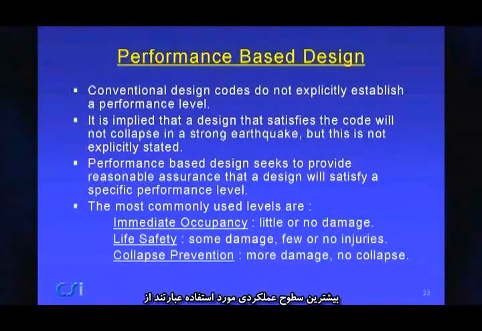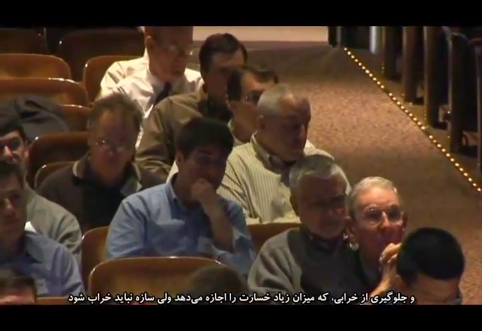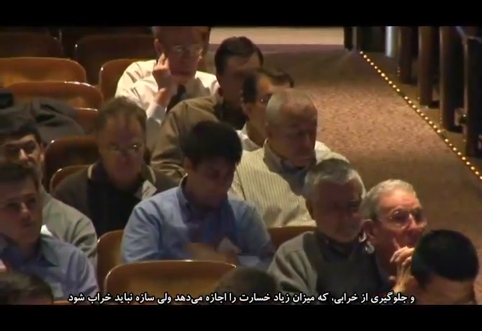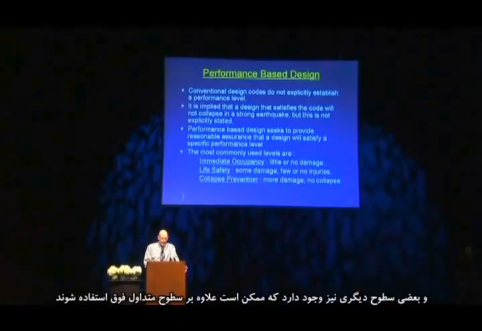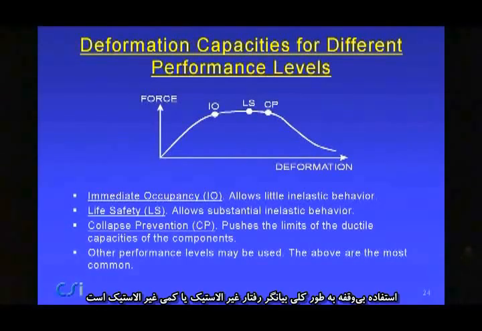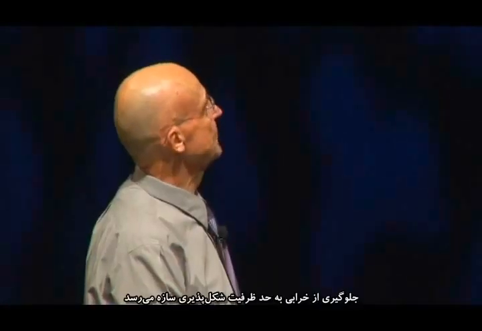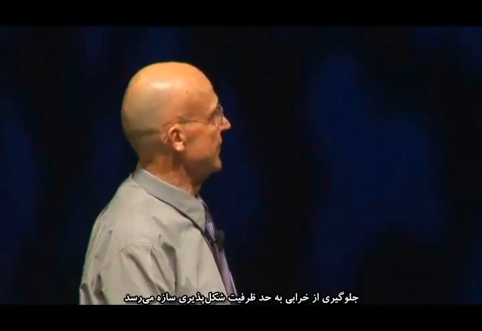The most commonly used levels are immediate occupancy, which typically means little or no damage, life safety, which allows some damage but few or no injuries, and collapse prevention, which allows substantial damage but the structure should not collapse. And there are other levels which might be used. These are the 3 most common levels. The deformation capacities for these different levels are illustrated here. Immediate occupancy generally means little or no inelastic behavior. Life safety allows substantial inelastic behavior. Collapse prevention pushes the limits of the ductile capacity of the structure.